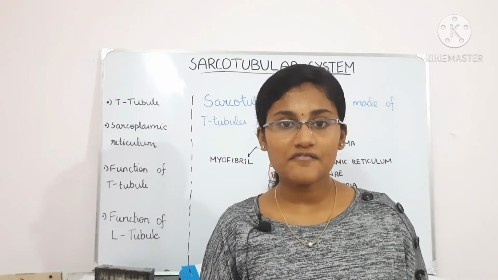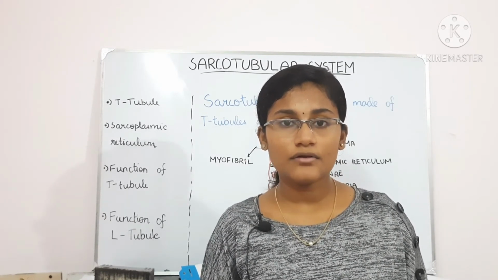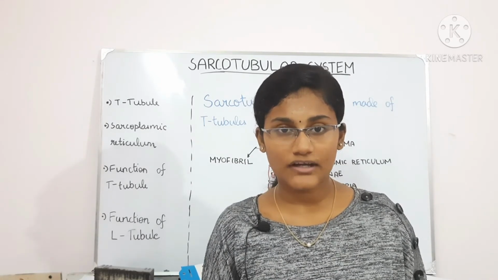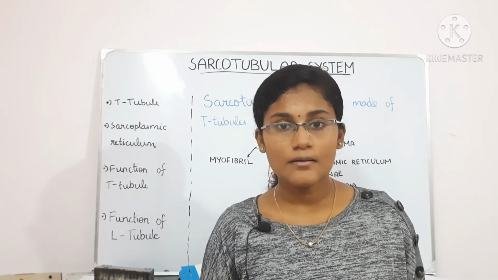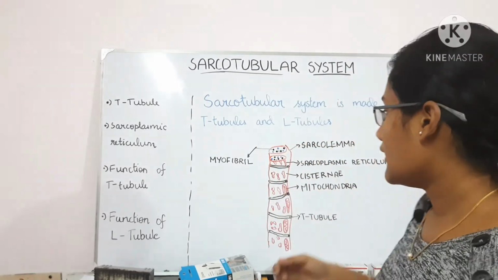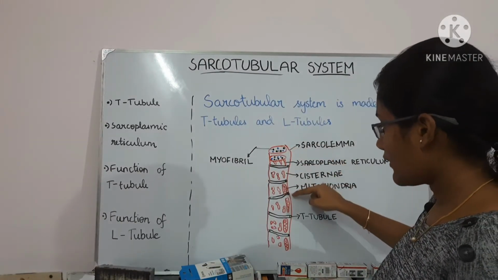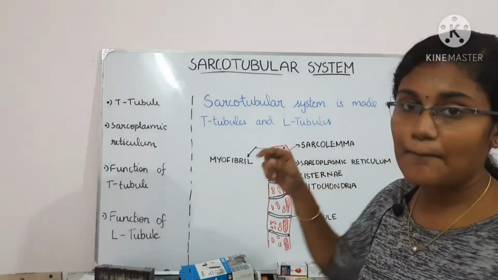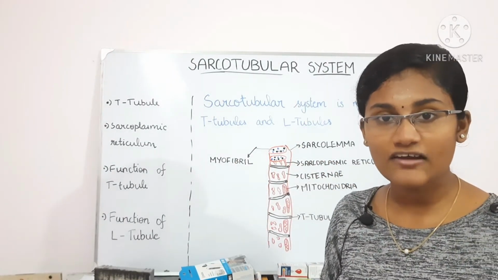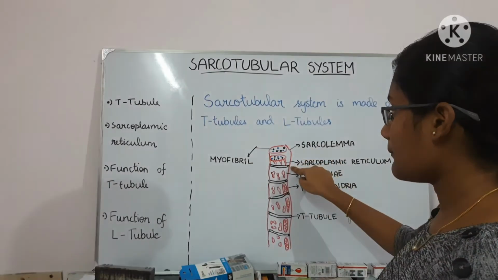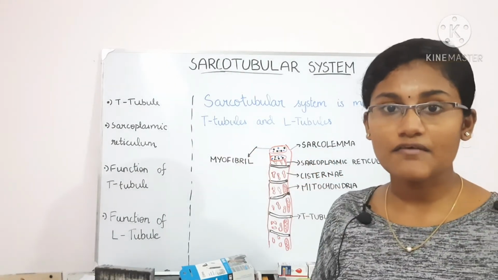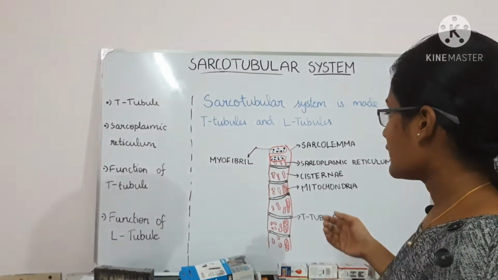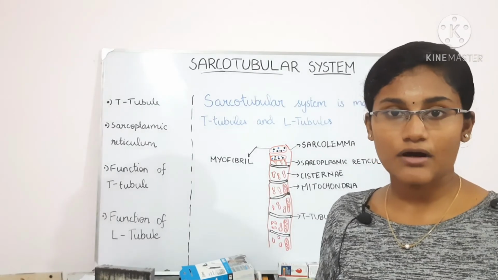So now let's talk about the function of the T tubules. T tubules are used in the rapid transmission of signals in the form of action potential from the sarcolemma to the muscle fibers. So this is the sarcolemma, or the outer border of the muscle cell. The T tubule helps in rapid transmission of the signals from the sarcolemma to the muscle fiber, so that muscle fibers can contract quickly and relax whenever needed. So the T tubule helps in the contraction process.